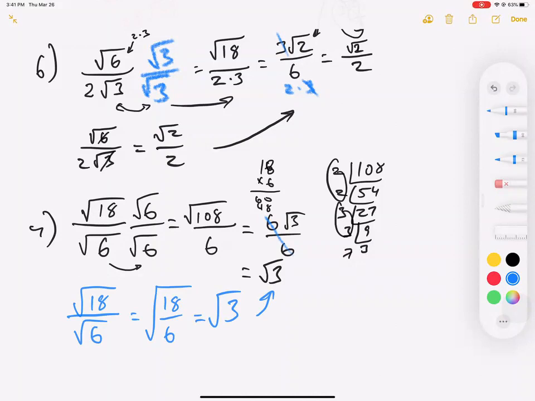What if there's a negative sign on the fraction? Negative sign on the fraction, on the denominator, that's fine. You can leave it in the denominator. But the negative sign can never be inside the square root.